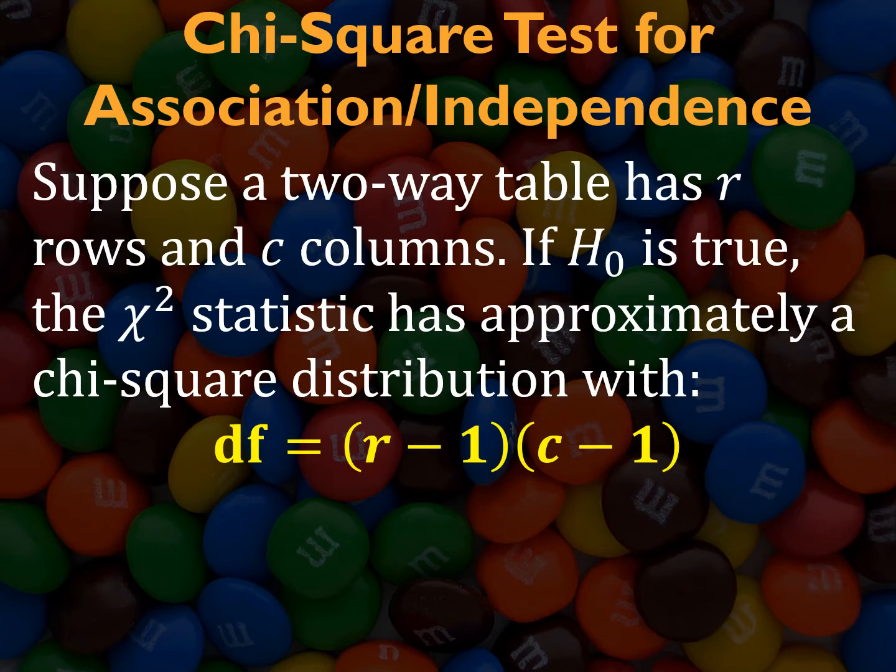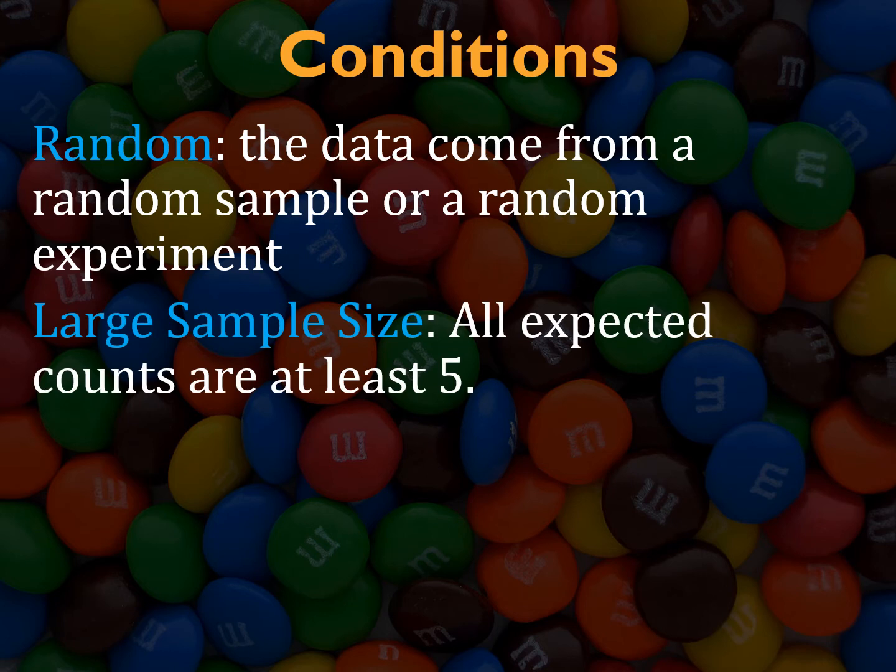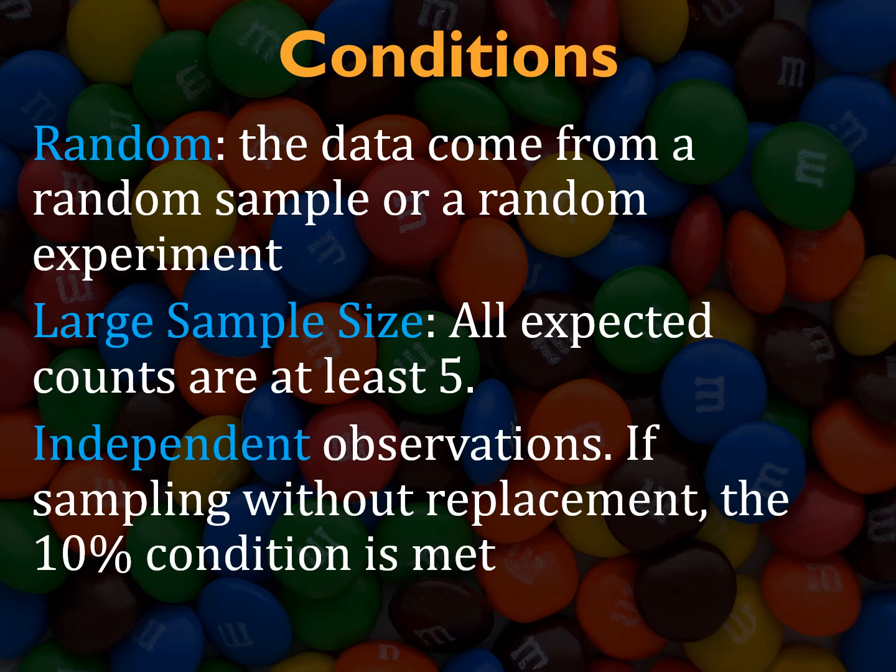And just like for the chi-square test for homogeneity, the degrees of freedom is calculated by taking the number of rows minus 1 times the number of columns minus 1. The conditions are that the data come from a single random sample or random experiment. Usually it's going to be a single random sample where you classify people based on how they respond. The large sample size condition is the same. All expected counts are at least 5. And independent observations. Now, if you're going to sample, again, you need to make sure that the population is at least 10 times the size of the sample.